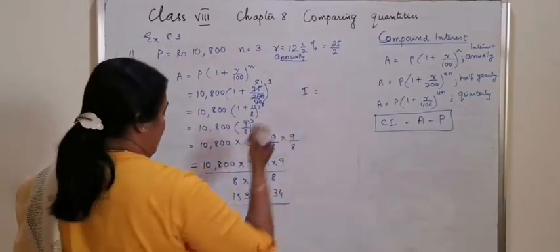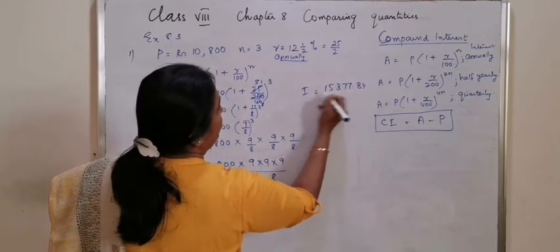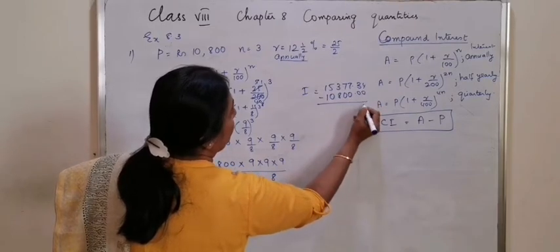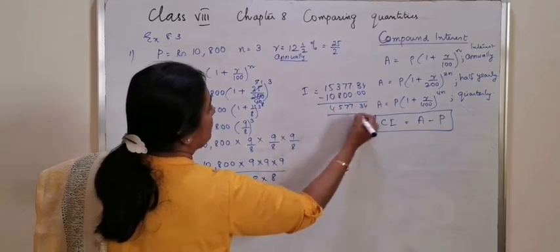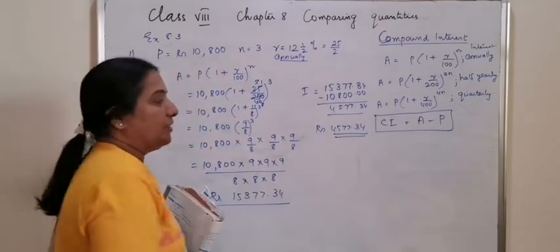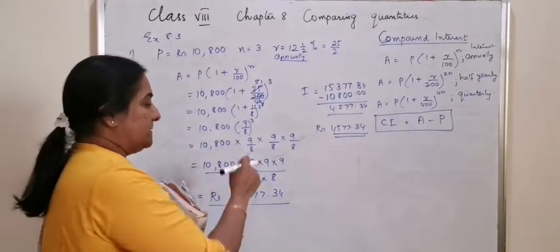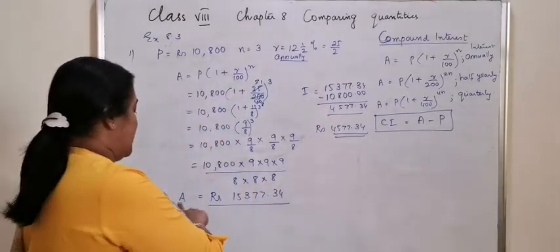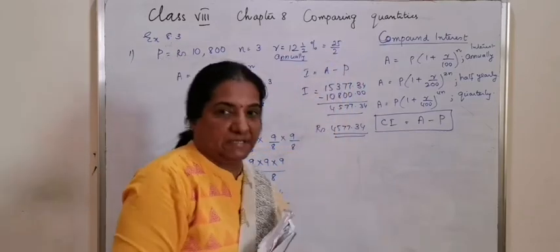The interest will be calculated as 15,377.34 minus 10,800. That is rupees 4,577.34. So after reducing it and taking LCM, you can simplify as much as possible. The remaining you will multiply and divide. That will give you the answer for the amount. Interest is equal to, the formula is amount minus principal.